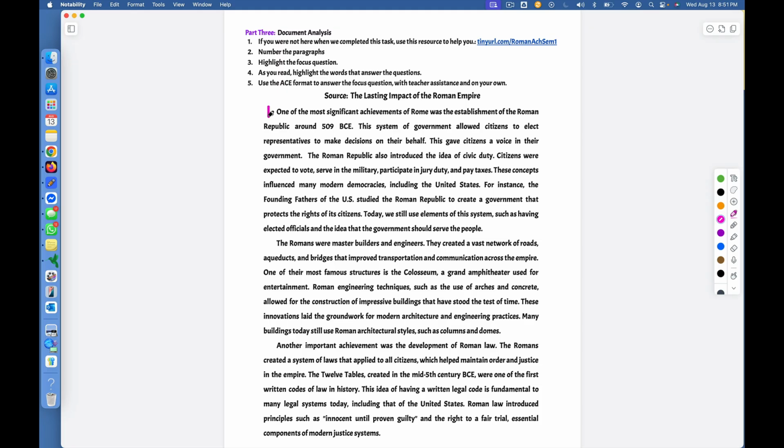Number 1 starts with "One of." Number 2 starts with "The Romans." And number 3 starts with "Another important."